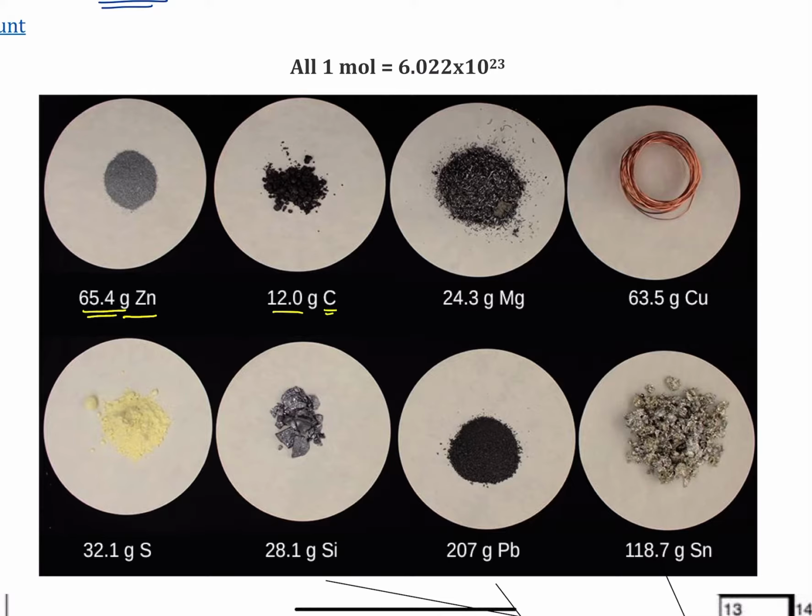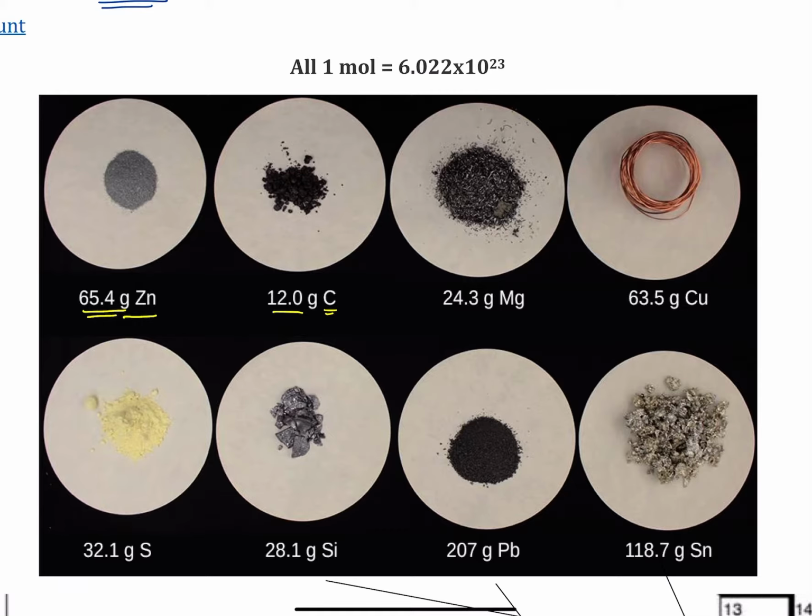So you might be wondering why. And it's because zinc is much, much larger than carbon. It has way more protons. It has way more neutrons. It just is much larger than carbon. So just like if you are trying to compare 100 bowling balls versus 100 ping pong balls, the bowling balls would weigh more. So when we're talking about moles, we're talking about the number of things. We're not talking about how much their mass is. But the mass is very important.